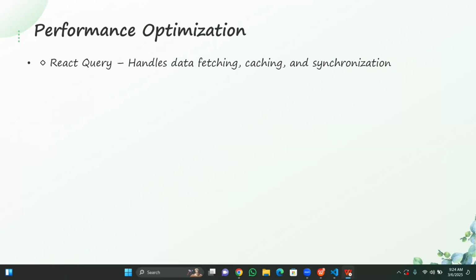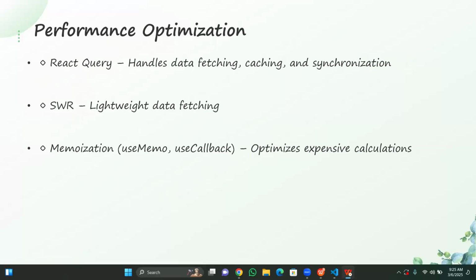For performance optimization, React Query handles fetching data. When we want to fetch data from the database, you can actually use React Query. We also have SWR. These are libraries you can use to handle fetching data. For memoization, you use memo and useCallback. We are going to look at all of these things as we keep on learning this course.